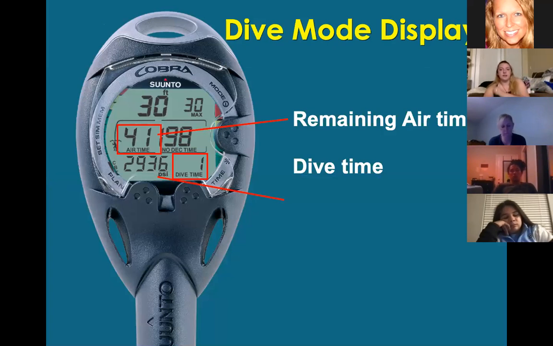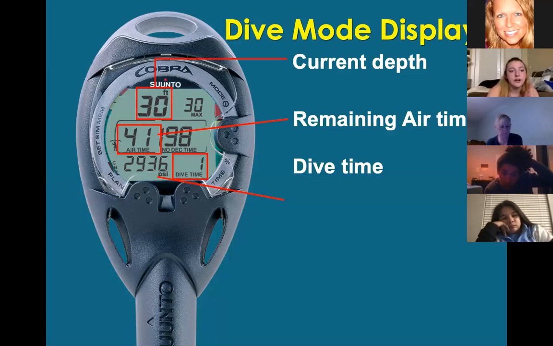So this is going to be the dive mode display, and this one right here that we're looking at is going to be an air integrated one, and it's going to give you your remaining air time. So it's telling you you have 41 minutes of air time, and it's going to give you your dive time. So it says this person has been diving for 1 minute and they have 41 minutes of air time.